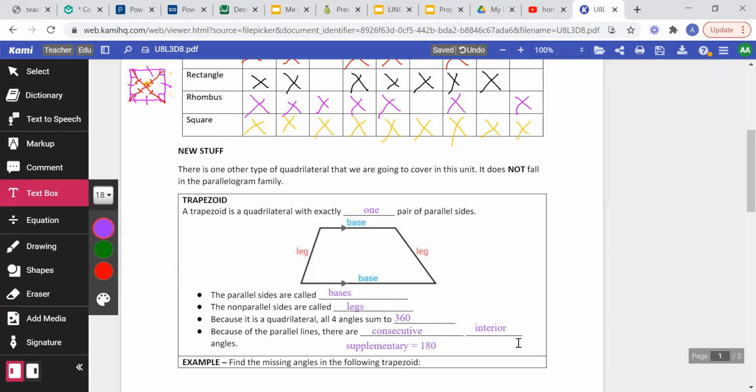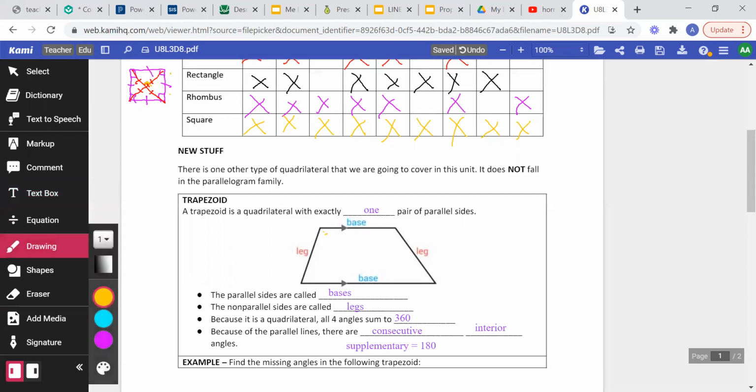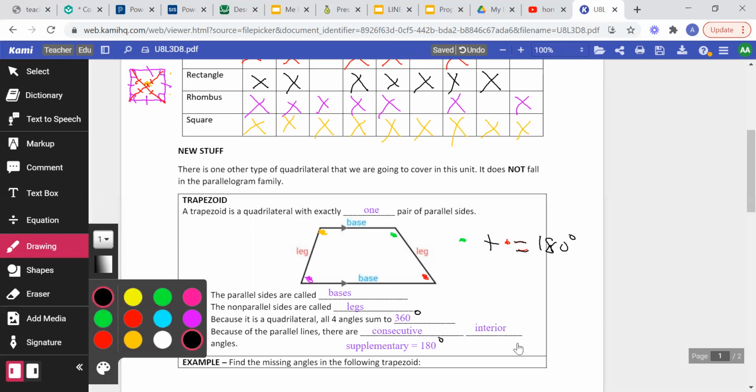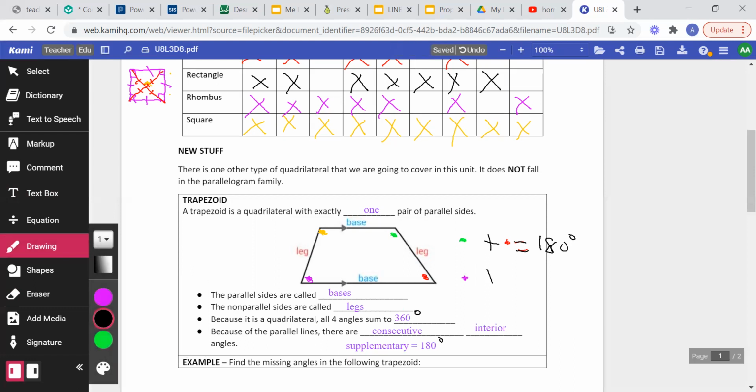So which means this angle here, this angle here, this angle here, this angle here, and this angle here. Green plus red equals 180 degrees. And then purple plus yellow, maybe. Okay. But purple plus red is not 180. Only green plus red is 180. Purple plus yellow is 180.